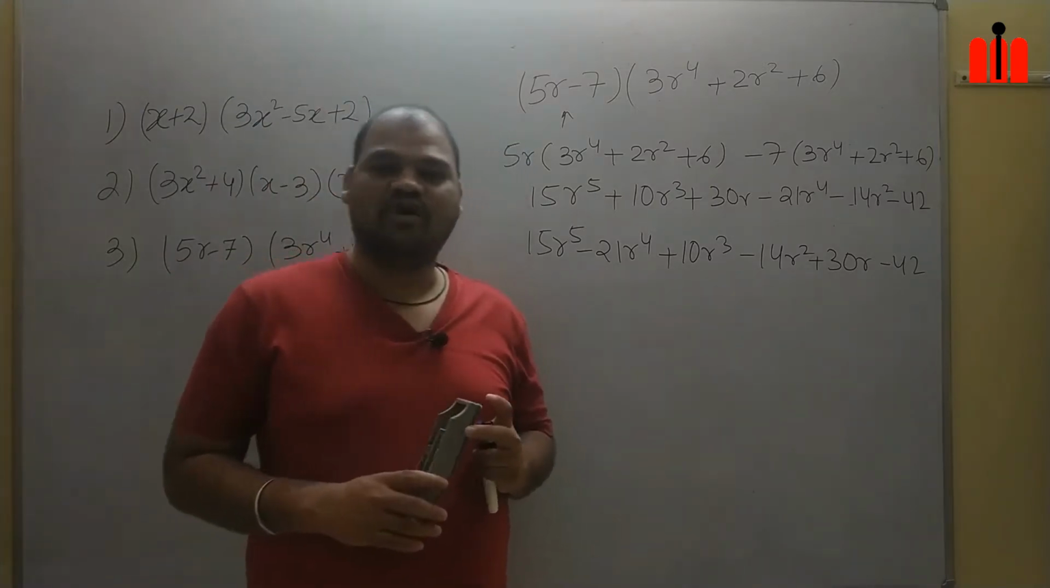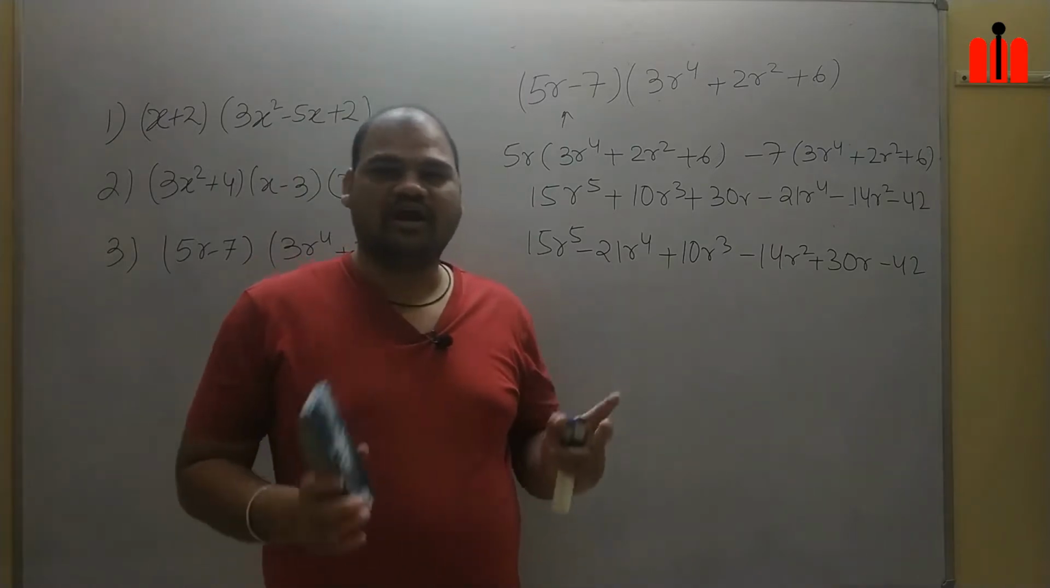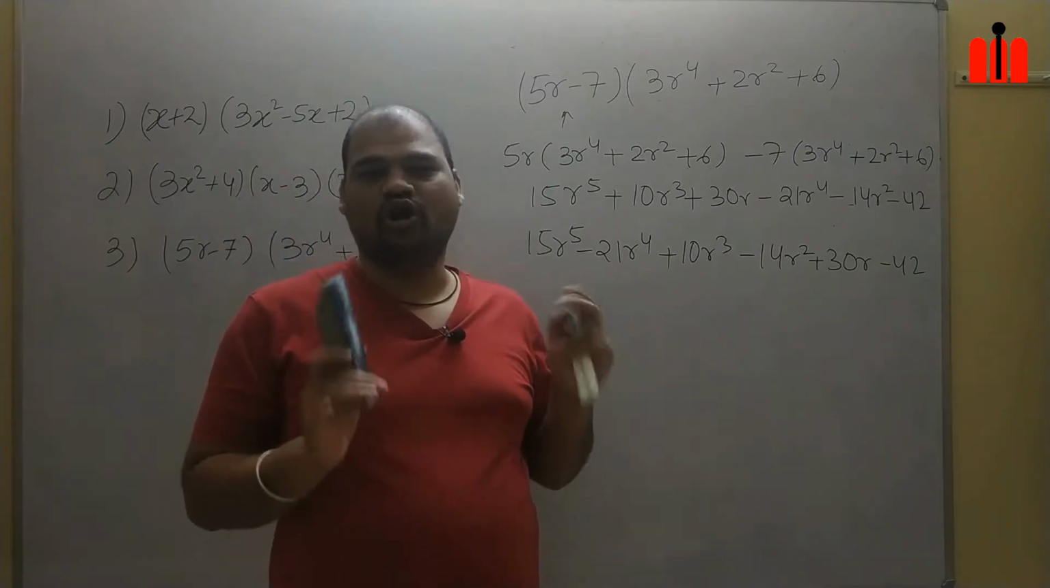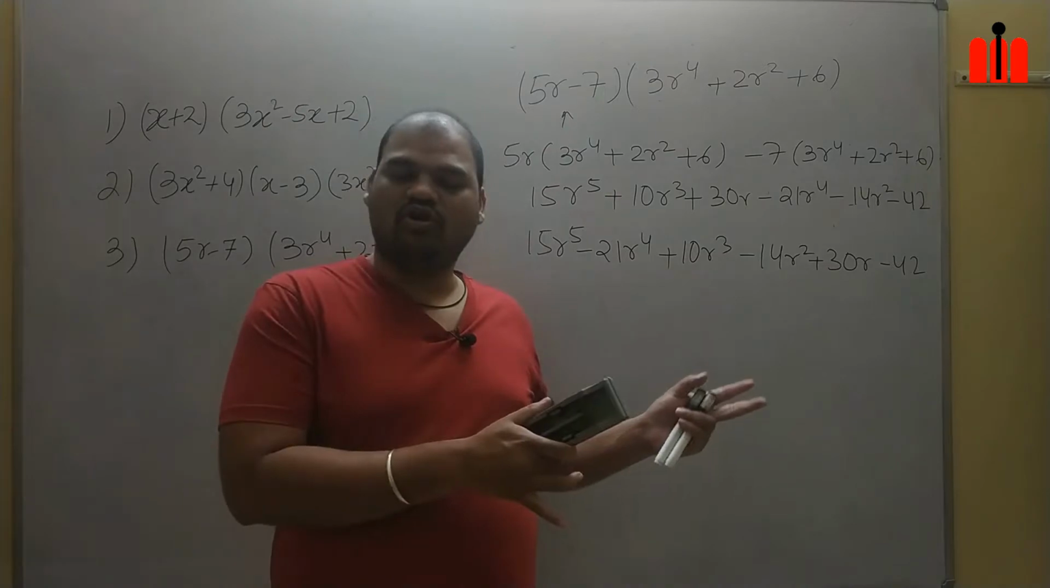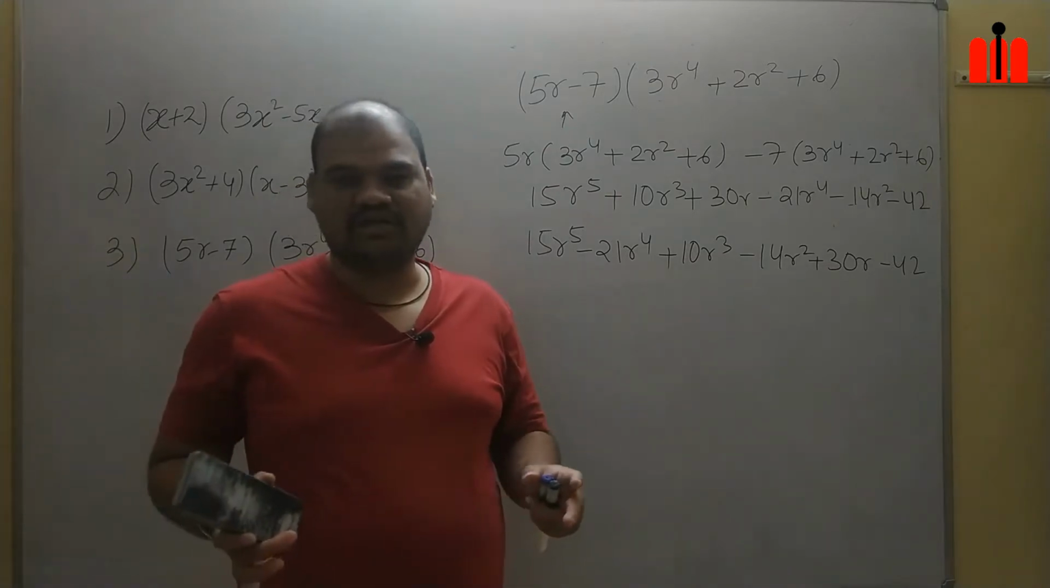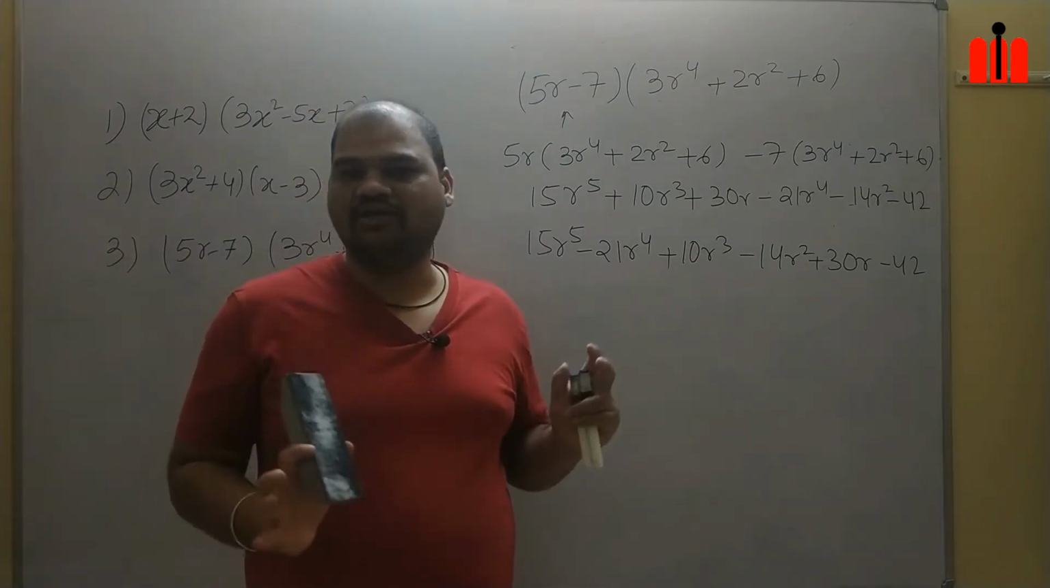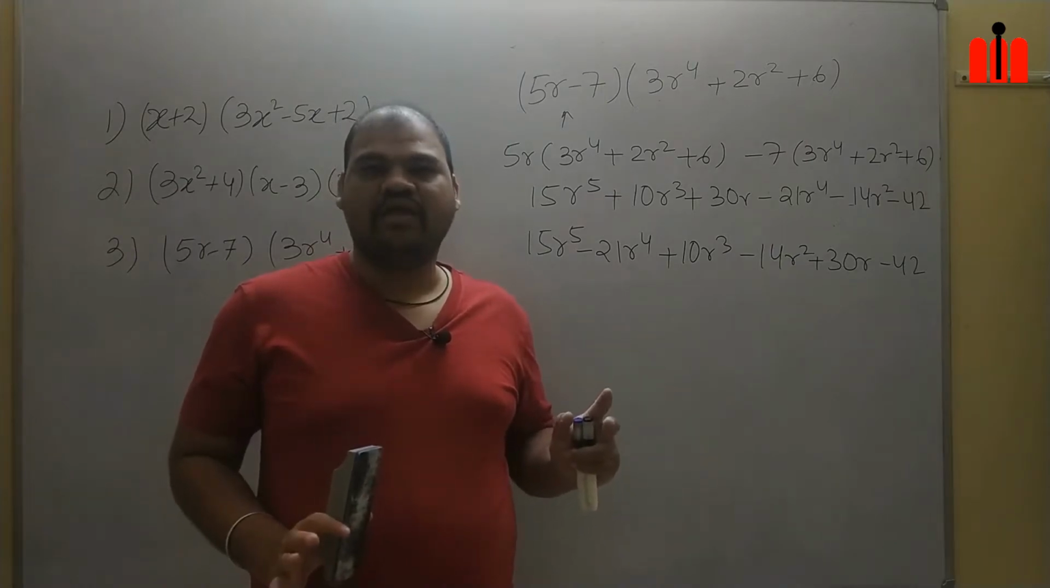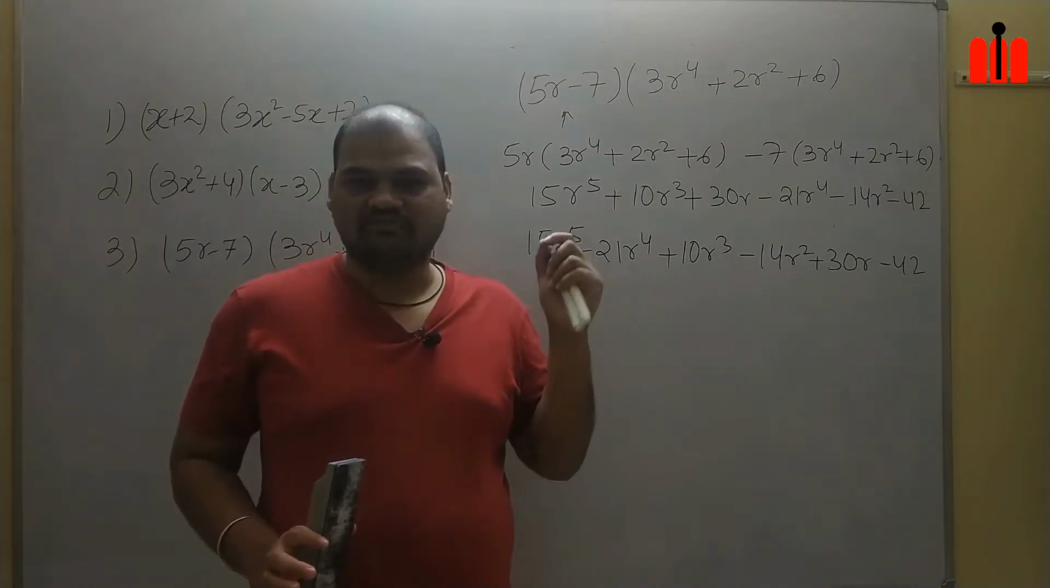So in this section what we had learned? We had learned how to multiply two polynomials. One polynomial is in one bracket, the other polynomial is in the other bracket, and how to multiply those two. Now let's move on to section number 2.